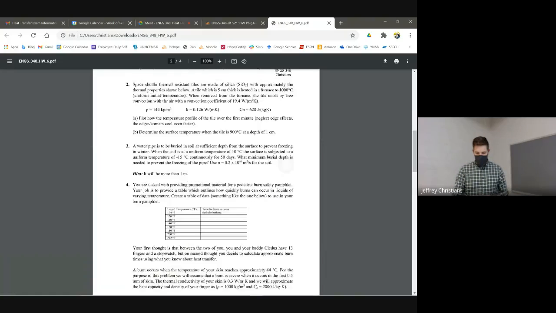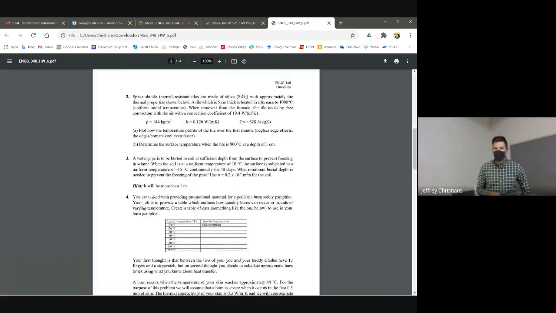A number of these problems are things like a semi-infinite solid or somewhat similar things, and a lot of them require plotting and graphing.